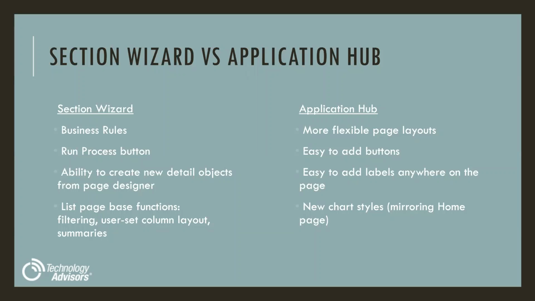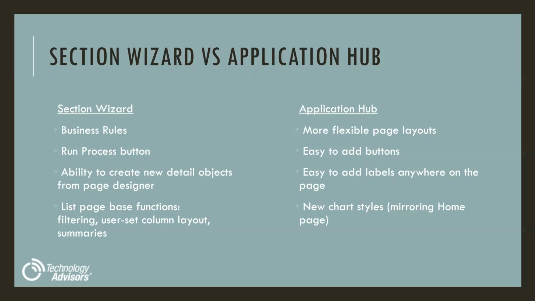Some of the nice new features Creatio's added in the last couple of years, like the ability to quickly create new detail objects while you're designing a page. Again, not available right now in Application Hub, but I'm sure that will come. And you could work around that the same as you could in the old days with Creatio and Section Wizard, which is just create things in the right order, basically, and build your details first and then add them to your pages. But it's something that I've really appreciated as they've added that to Section Wizard in the last year or two. And so I'm hoping to see that get added into the no code tool in the coming days.